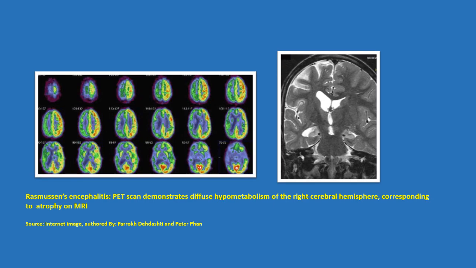This picture shows a PET scan which demonstrates diffuse hypometabolism of the right cerebral hemisphere corresponding to atrophy on the MRI in a patient with Rasmussen's encephalitis.